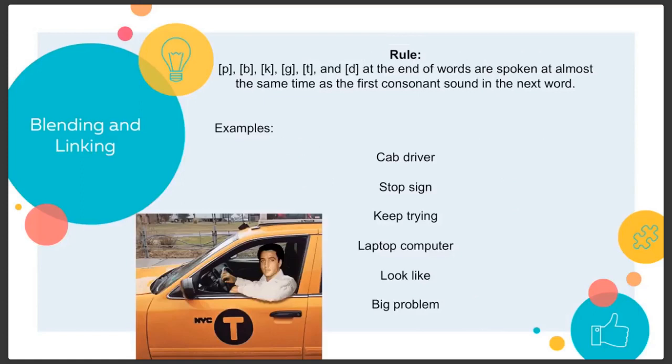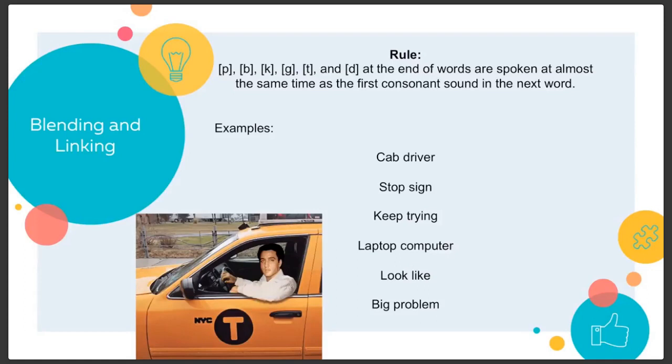And here is the rule, that the sounds that you see at the top of the screen, so that's p, b, k, g, t, and d, at the end of words, these sounds are spoken at almost the exact same time as the first consonant sound in the next word. So, if one word ends with these sounds, we say them at the same time, so very quickly or very together without any space between them, the same time as the first consonant sound of the next word, okay? So, this sounds kind of strange, and you probably haven't thought about this before, but only with these sounds we say this.